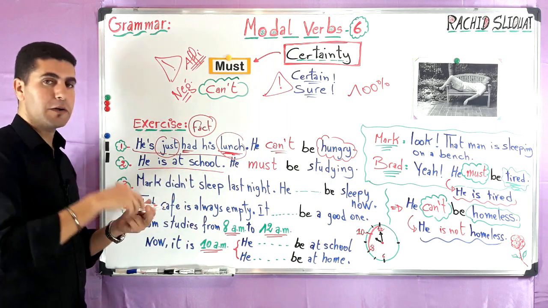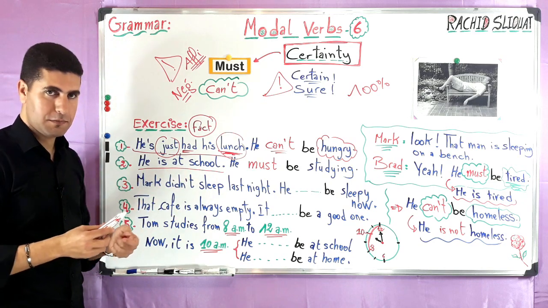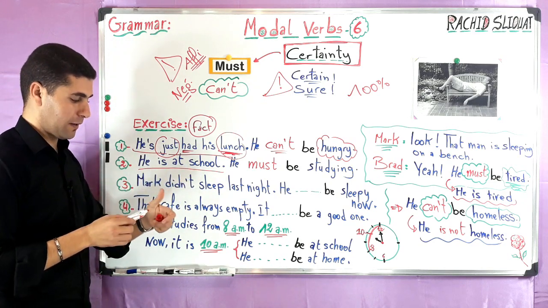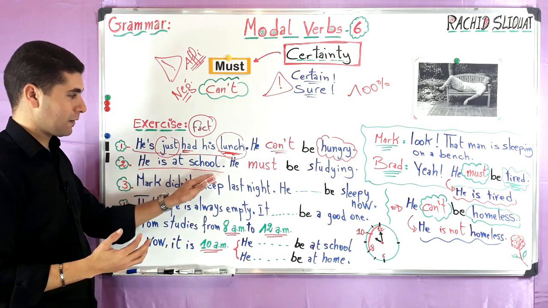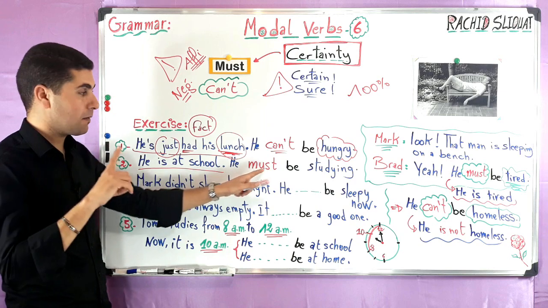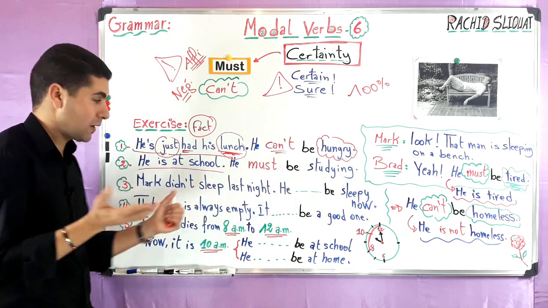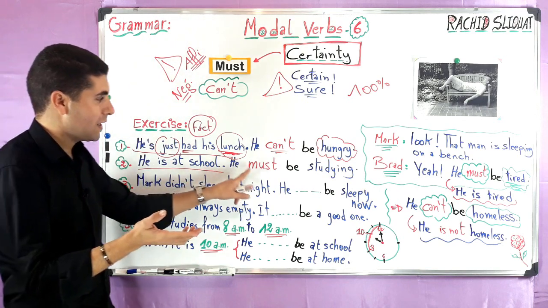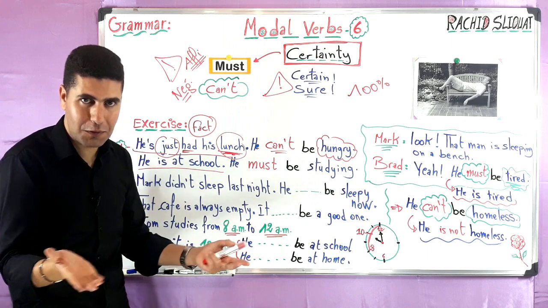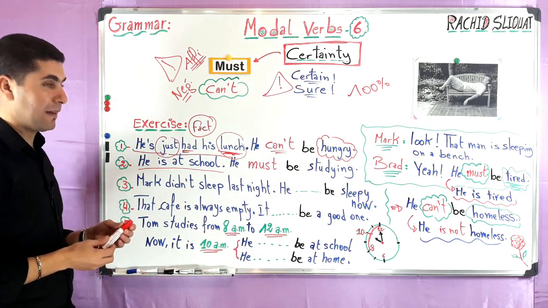Now suppose he is, for example, at the supermarket. He must be studying at the supermarket? No, he is at the supermarket. He can't be studying. Why can't he be studying? Because he is at the supermarket. But here we have he is at school. He must be studying. Yes or no? Yes.